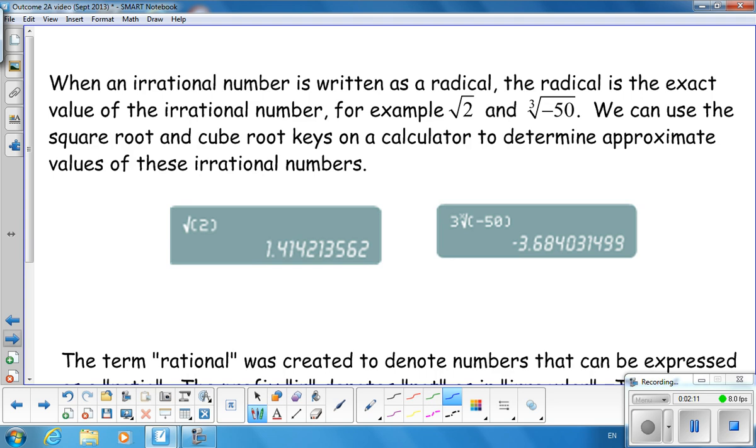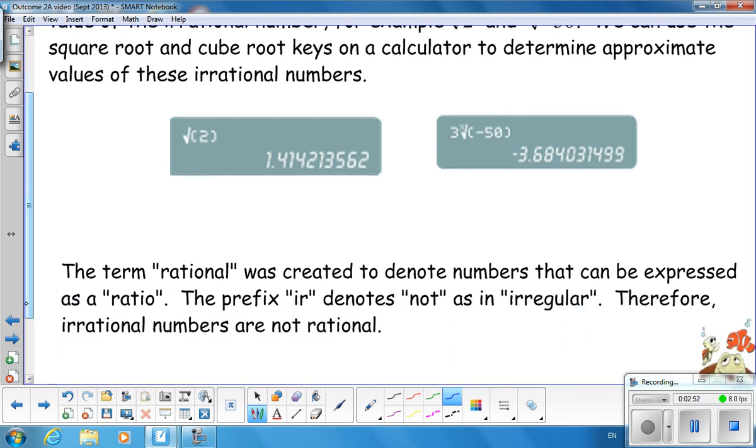Within the purple rational number square, we then have sets of numbers such as integers, natural numbers, and whole numbers. When an irrational number is written as a radical, the radical is the exact value of the irrational number. For example, the square root of 2 and the cube root of -50. We can use the square root and cube root keys on a calculator to determine the approximate values of these irrational numbers. If we do the square root of 2, you're going to get something like 1.414213562. The numbers appear to stop on your calculator, but only because your calculator runs out of space, not because those numbers actually stop.